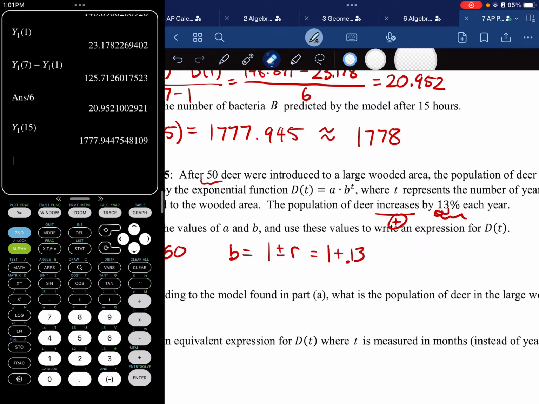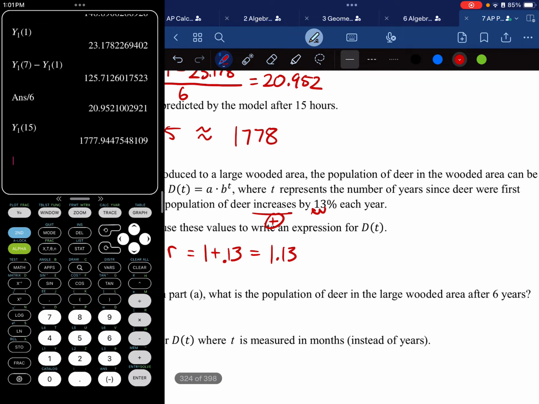It's kind of hard to see there with the underlining, but every time that you have a percent, move the decimal 2 places to the left, and we'll always get the decimal. Okay, so this is 1.13 for my B, and therefore my exponential equation is going to be capital D of T is originally 50 deer times 1.13, to the power of T. So we've got our equation.